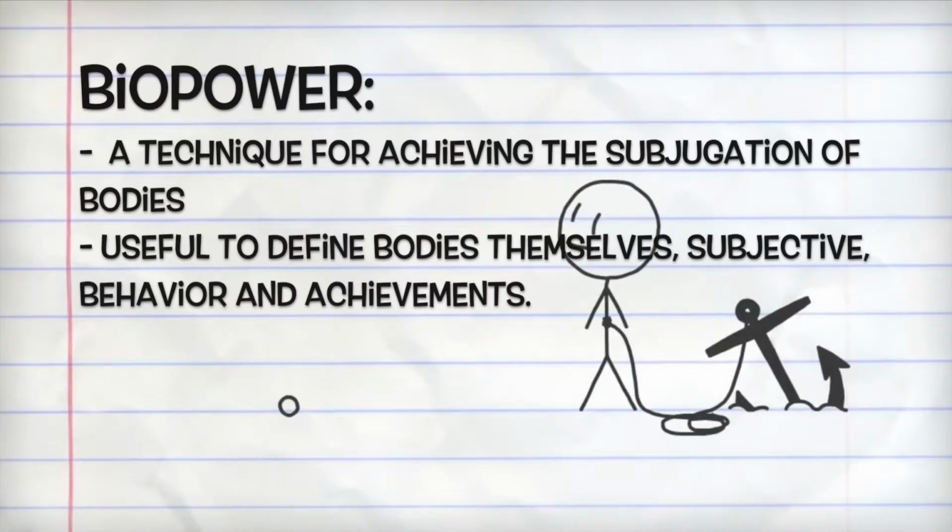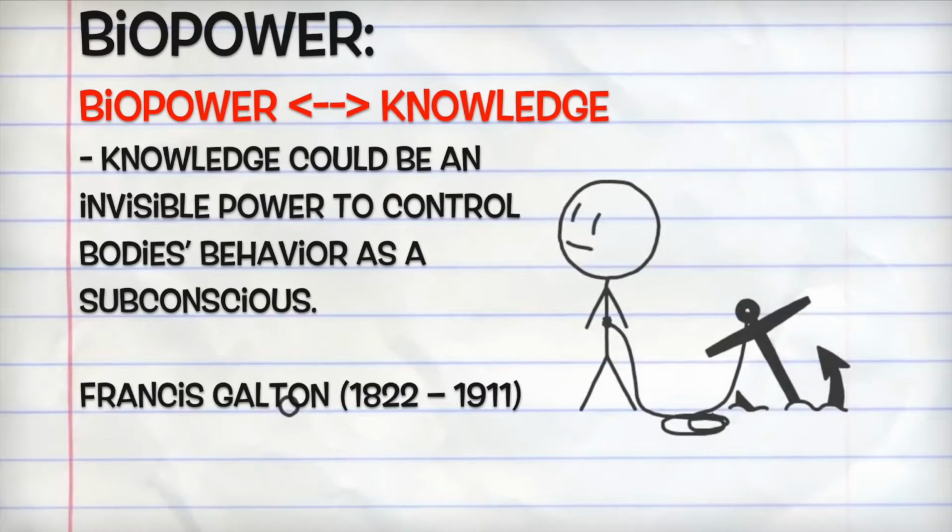Biopower is a good technique to achieve the subjugation of bodies. At the same time, it is useful to define bodies themselves, subjective behavior, and their own achievement. It is believed that there is a strong link between biopower and knowledge. Knowledge could be an invisible power to control the body's behavior as a subconscious.